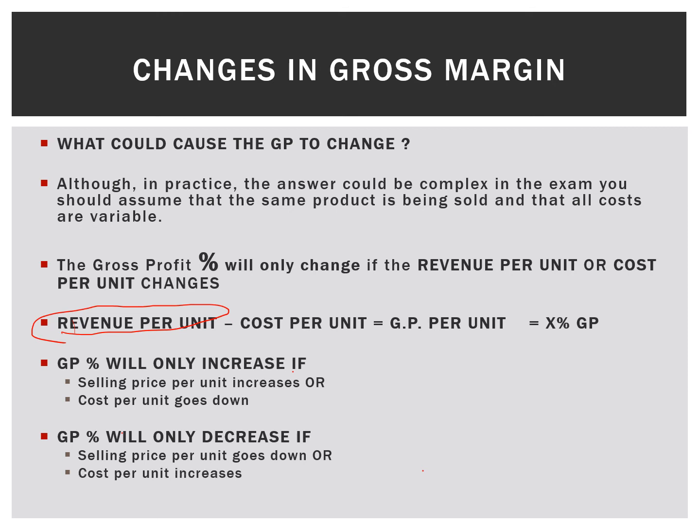And as I've said, in practice, there are going to be more complex reasons for the change, but as far as the exam is concerned, those are the only things that you need to be aware of, either a change in the selling price or a change in the cost price per unit sold. Those are the only things that will give rise to a change in the gross margin.